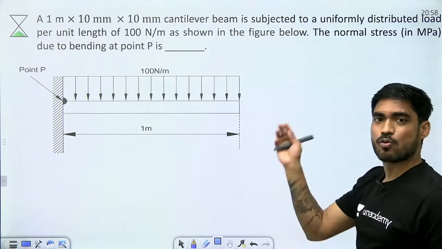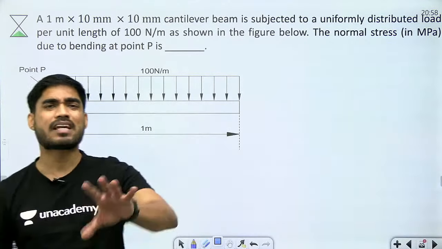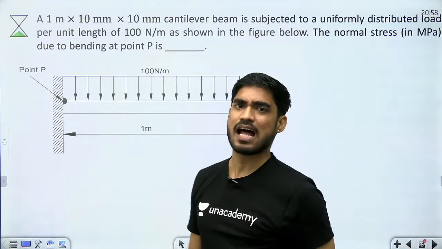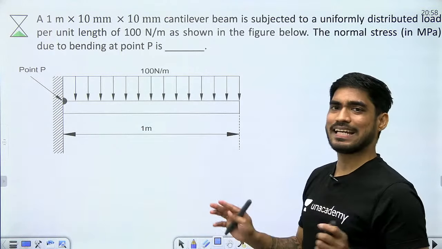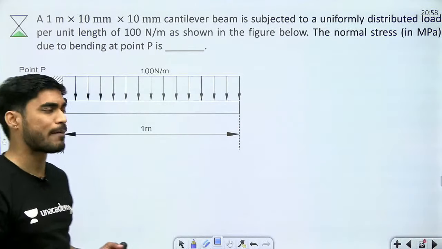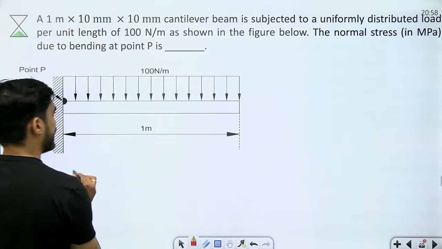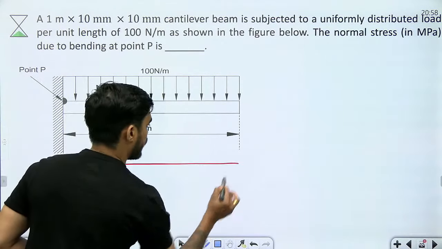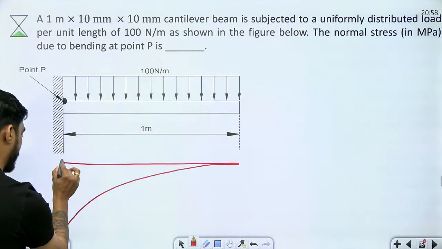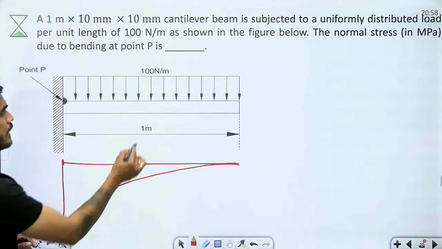So beta, I will calculate the maximum bending moment, then I will calculate sigma. For a cantilever beam you don't need to remember any formula, because in a cantilever beam it is very easy to calculate the bending moment on the spot. So what will the bending moment diagram be here? The bending moment diagram will look something like this, right?